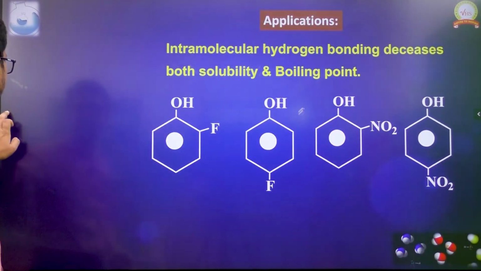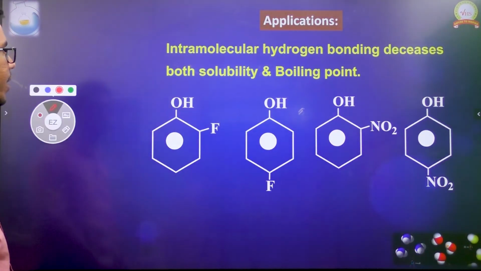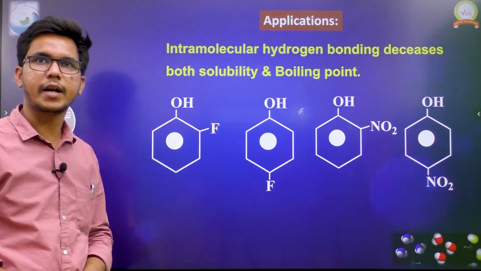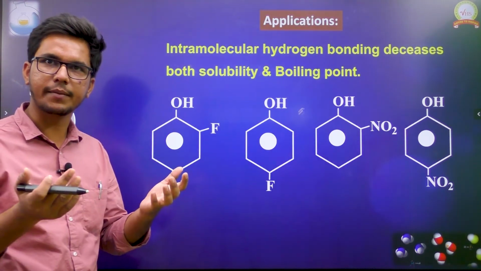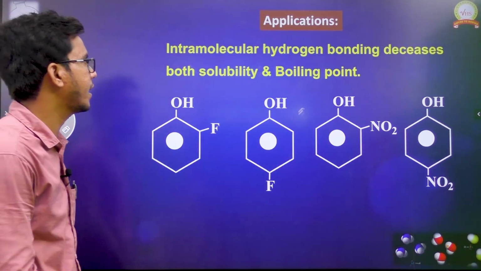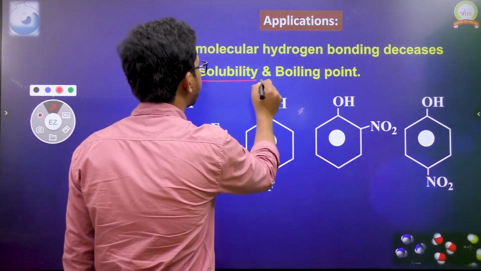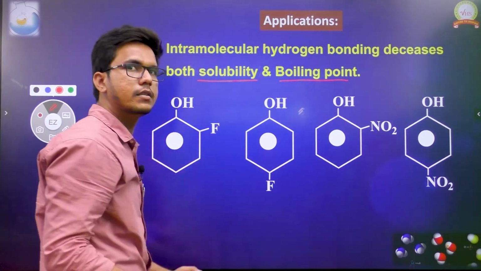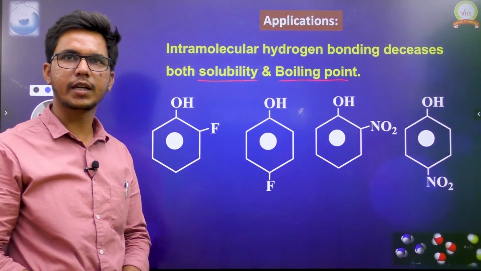Okay, let us see the applications of intramolecular hydrogen bonding. In the case of intermolecular hydrogen bonding, the solubility and boiling points were high, but in the case of intramolecular hydrogen bonding, it decreases both solubility and boiling point. The solubility and boiling point both are decreasing, right?